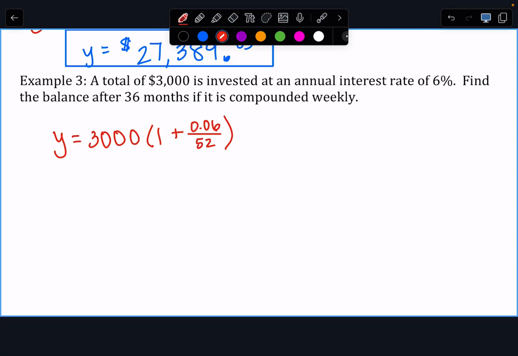Here's your warning, there's 52 weeks in a year. Okay? So 52 times 3. I don't see a 3. 36 months, but I said that time had to be in years. 36 months means 3 years. Okay, so you might need to use your calculator for this, although I think you'll be fine without. What is 52 times 3? Okay, so please put this into your calculator.